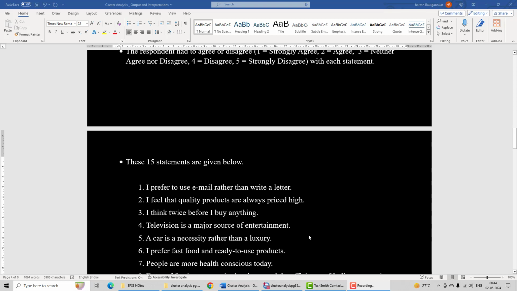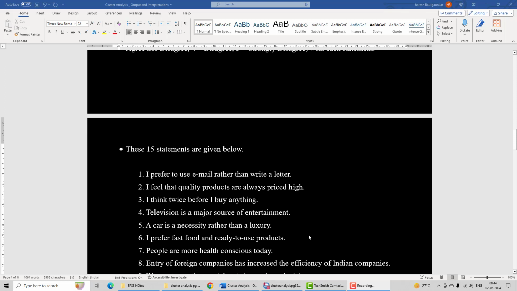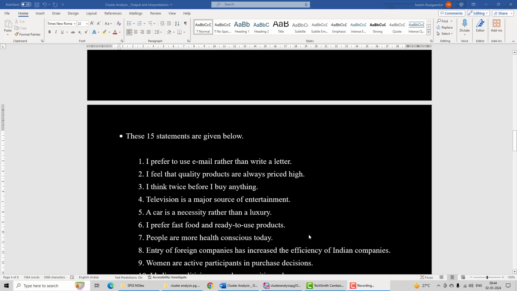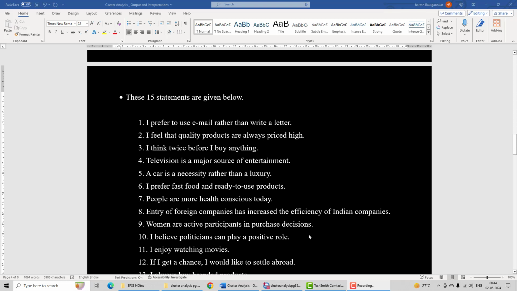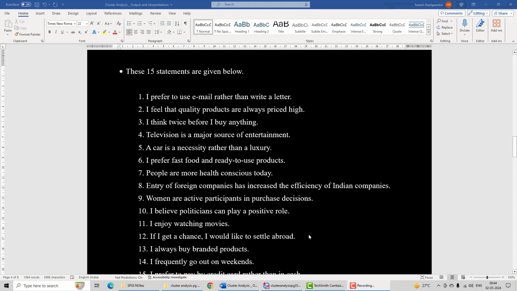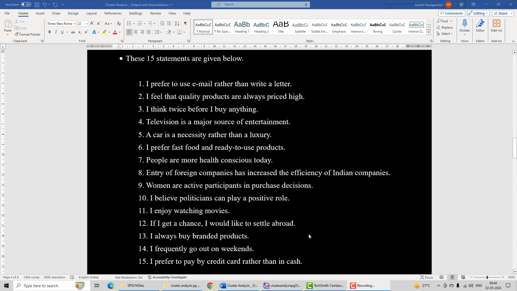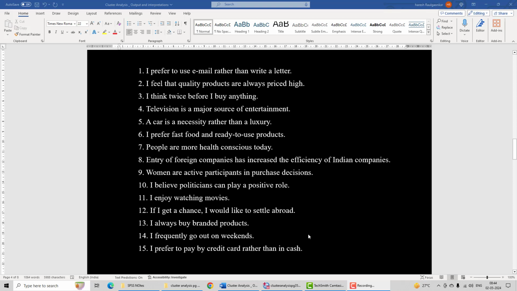The statements are given here. I prefer to use email rather than write a letter. I prefer that quality products are always priced high. I think twice before I buy anything. Each and every statement tries to cover one particular attribute of the customers and tries to capture their opinion about it. You can see all these 15 statements. This is our survey statements. The last one is, I prefer to pay by credit card rather than in cash.